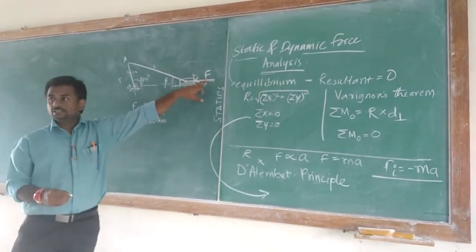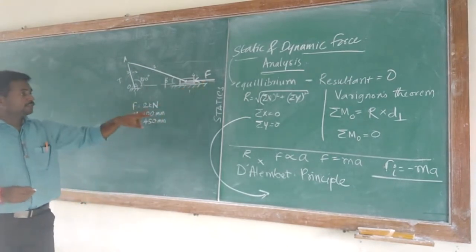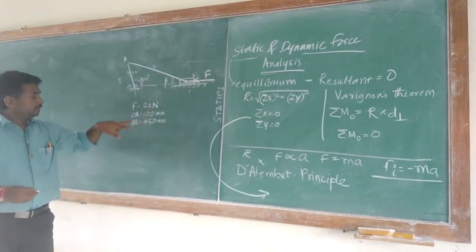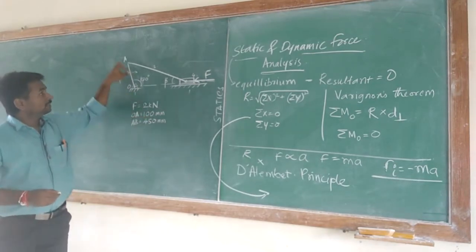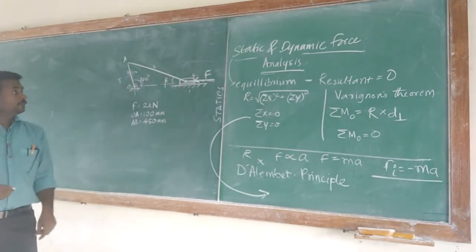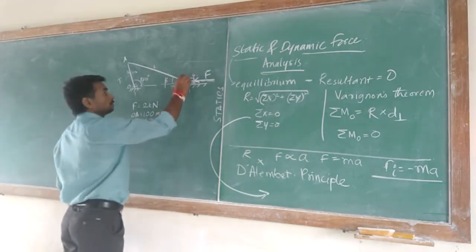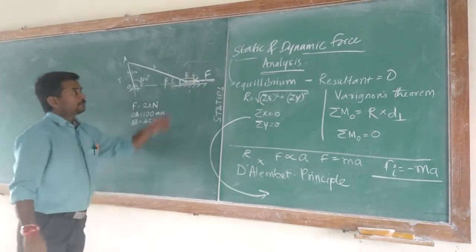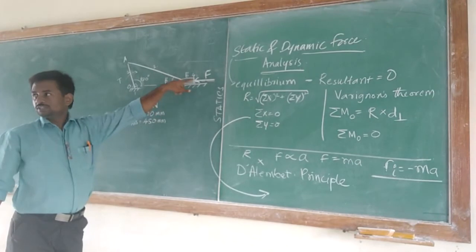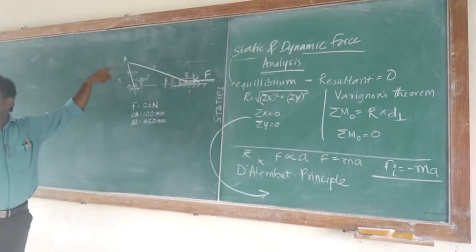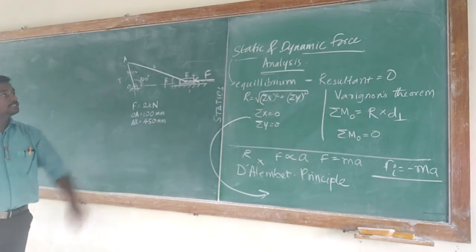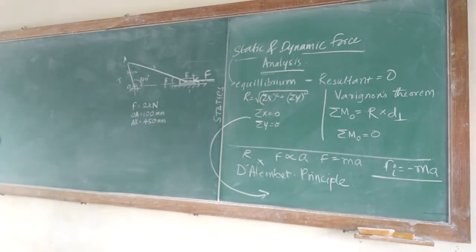Force F is acting here and its value is 2 kilonewtons. OA length is given 100 mm, AB length is given 450 mm. This point is B, link number 4. Link number 4 is the slider. Link number 2 is the crank. Link number 3 is the connecting rod. Fine.